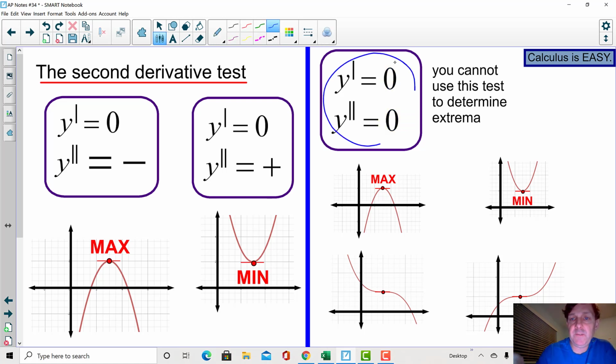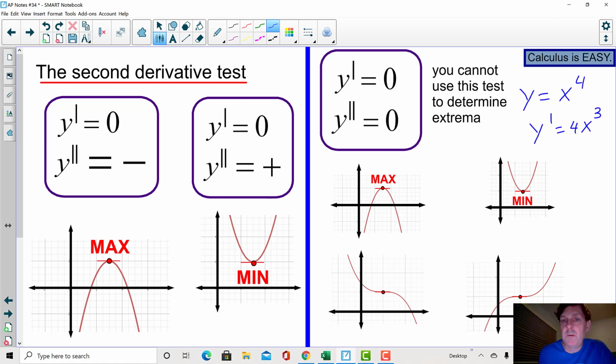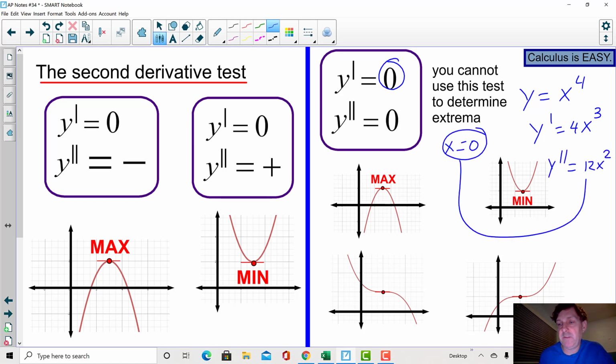A good example of this would be y equals x to the 4th. It's going to be something like this. Looks like x squared, but it's a little flatter on the bottom. When you do the first derivative, you can see that the first derivative is equal to 0 when x is 0. Do one more derivative. Again, you can see now the second derivative is also equal to 0 when x is 0. So even though we know that there is a minimum at that spot, you cannot use the second derivative test to determine that there's a minimum at x equals 0 for that function. You would have to use the first derivative test.